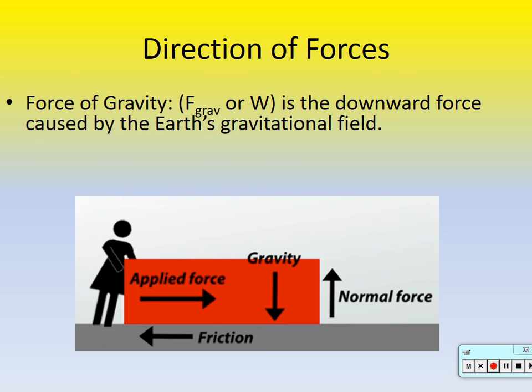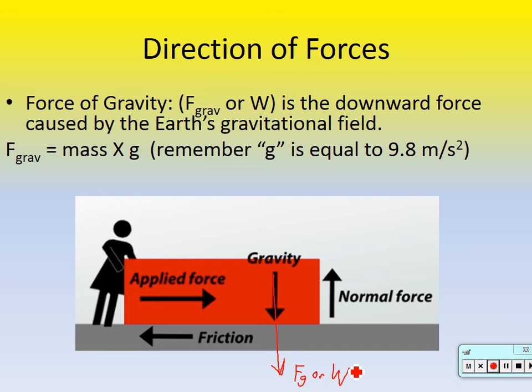Okay, let's go to force of gravity. It's the downward force caused by the Earth's gravitational field. Force of gravity always moves things toward the center of the Earth. Straight down. So in this case, if we're talking about the box, the force of gravity is going to pull it straight down. And you will write force of gravity like that. Or you could simply write a capital W for weight. Remember, they're the same thing. Force of gravity and weight are the same.